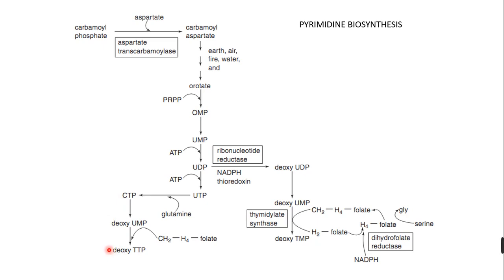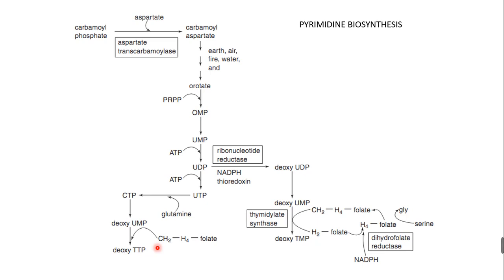You can see here there are three different types of nucleic acid bases: cytosine, thymine, and uracil. The cytosine is formed here, and this is thymine and uracil. CTP, TTP, and UTP are all the end products. Thymine is usually present in DNA in the deoxy form. That is why CTP is converted to deoxy-UMP, and deoxy-UMP is converted to deoxy-TTP.